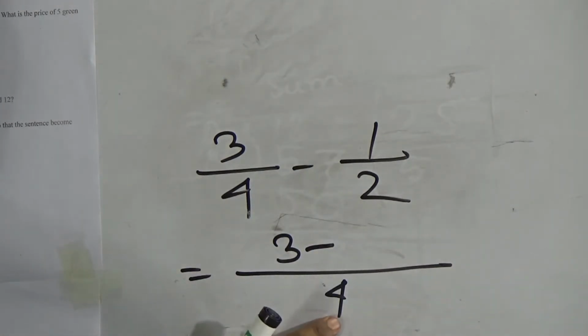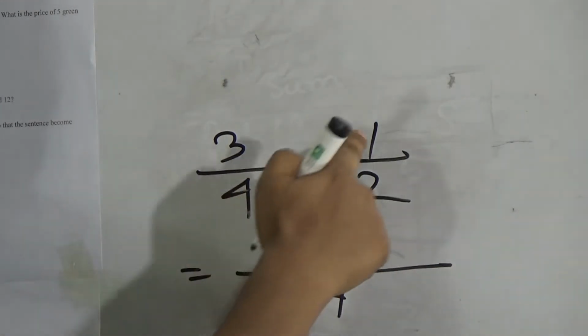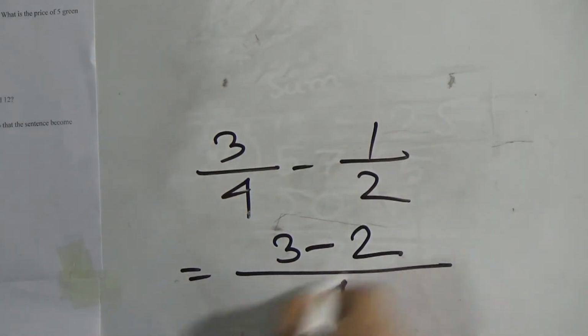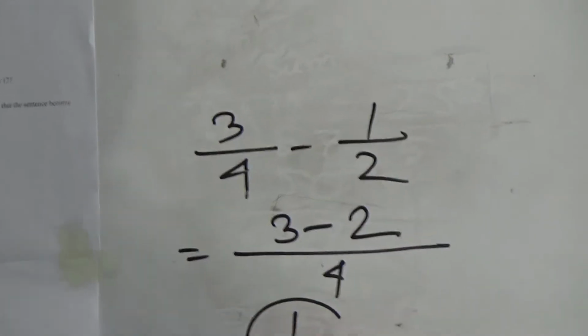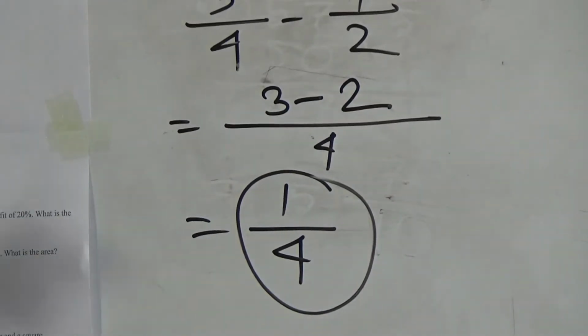After that we divide this 4 by 2 and we get 2. 2 is multiplied with 1, then we get 2 ones are 2. Now we subtract 2 from 3, we get 1, and this 4 is placed here. So 1 by 4 is the answer.